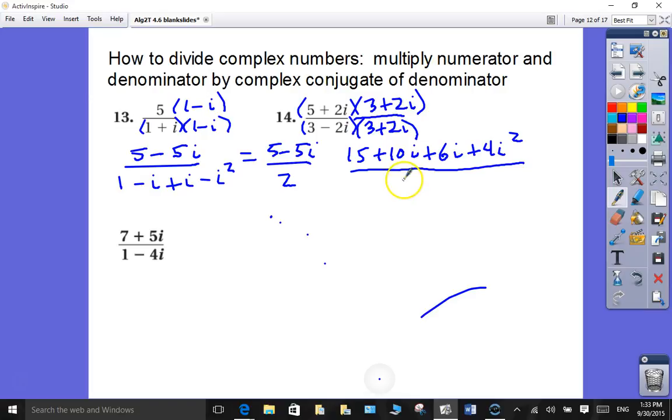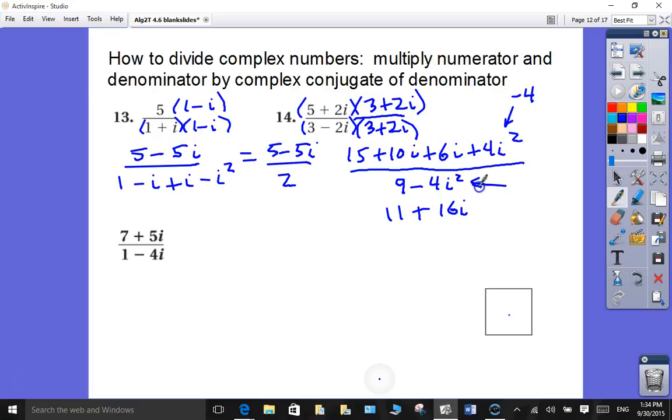So that'll be 9 minus 4i squared. Nothing wrong if you want to FOIL. Okay, and I'm just going to take a little bit of a shortcut here. 4i squared equals what? Negative 4. Negative 4, right? The I squared will be negative 1. So this is going to be 15 minus 4 is 11 plus 16i. And the denominator is 9 plus 4, which is 13.